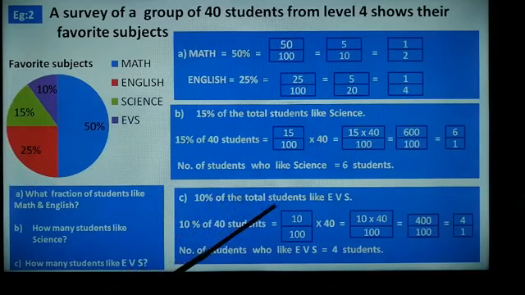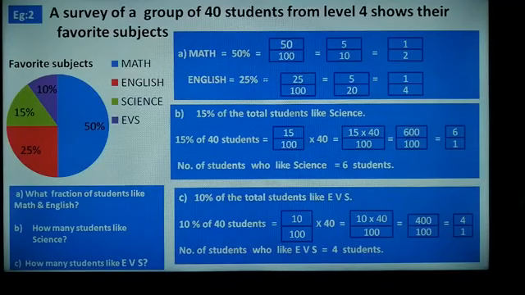So 10% of the total students like EVS. 10% of 40 students equals 10 by 100 multiplied by 40. So we can write like this: 10 multiplied by 40 by the denominator 100. 10 multiplied by 40 is equal to 400. 4 ones are 4. Add the 2 zeros by 100. Cut the zeros. You will get 4 by 1. That means 4. So the number of students who like EVS is 4 students.